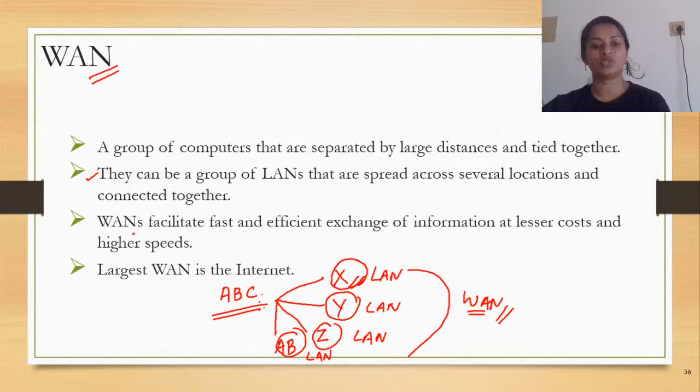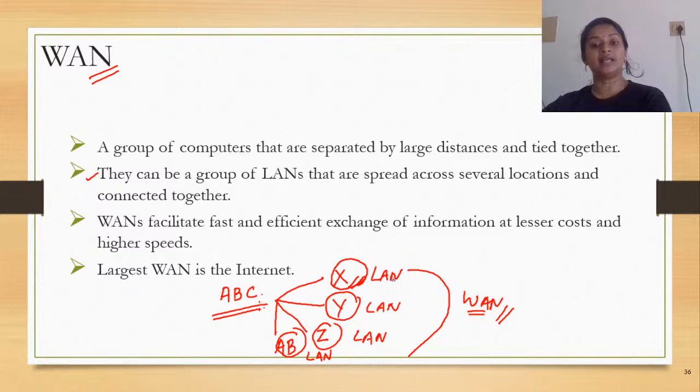Now, WANs facilitate fast and efficient exchange of information at lesser cost and higher speeds. What does a wide area network facilitate? Fast and efficient exchange of information. In a LAN we also have the same features: exchange of information, cost reduction and speed of communication. But when things are spread over a larger geographical area, we are talking about a larger coverage, and we are able to reach a greater distance in less time, so that means higher speed.